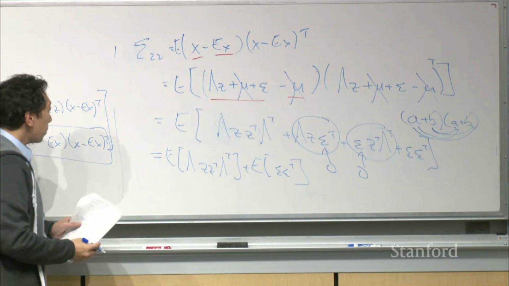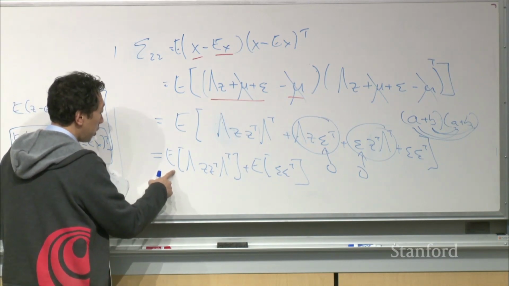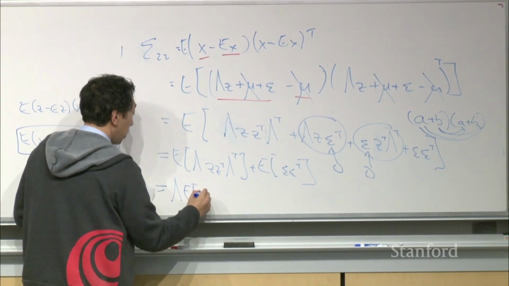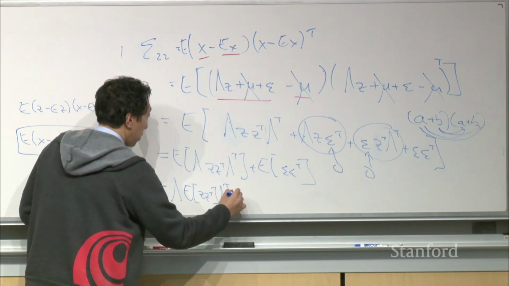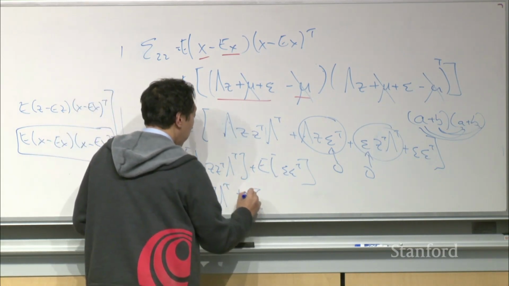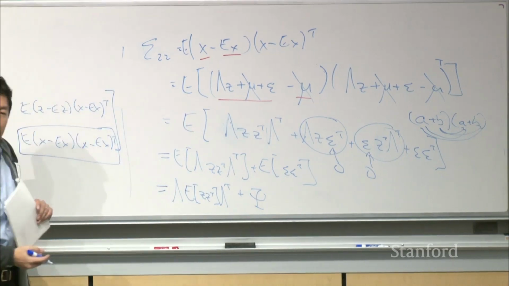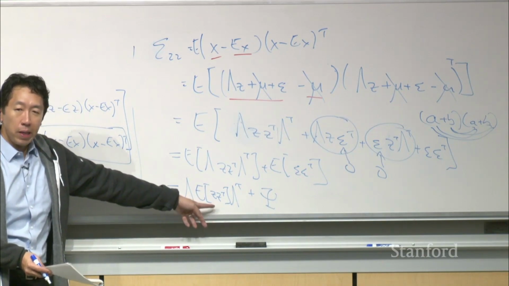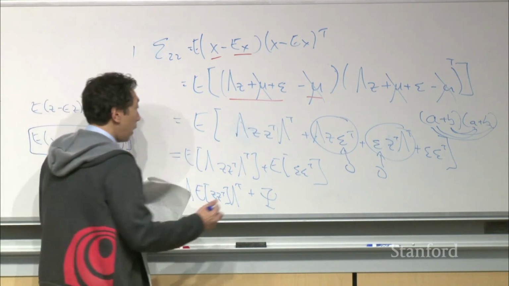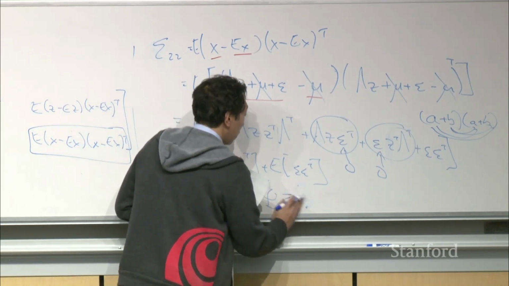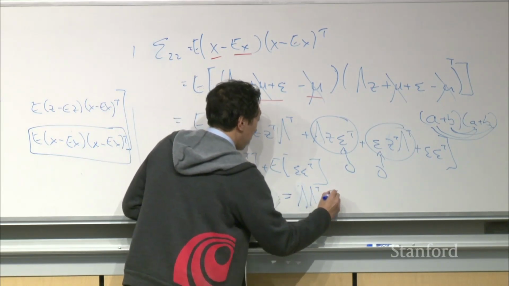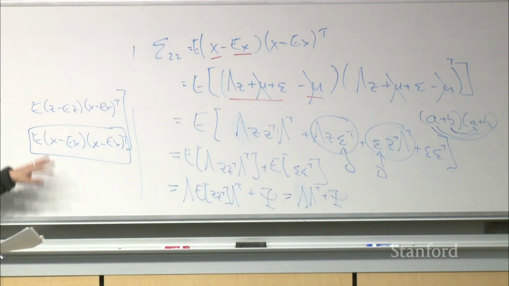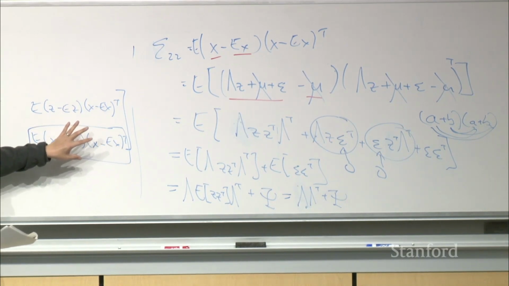By the linearity of expectation, you can take the expectation inside the matrix multiplication. So this is lambda times the expected value of z z transpose times lambda transpose, plus the covariance of epsilon, which is psi. Because z is drawn from a standard Gaussian with identity covariance, that expectation in the middle is just the identity. So that's lambda lambda transpose plus psi. That's how you work out the lower right block of this covariance matrix.